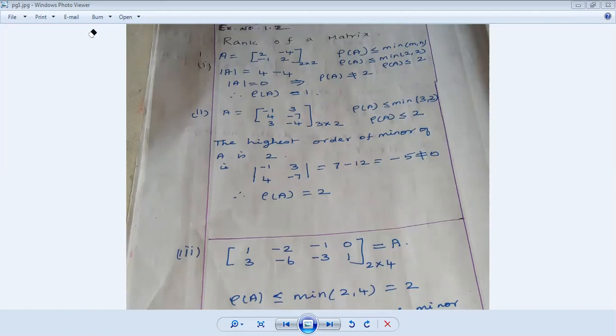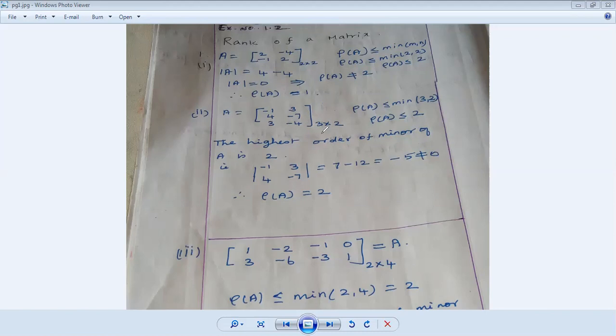Here first one, first row and second row. The value of the determinant is 7 minus 12, that is minus 5, not equal to 0. If you take the first row and third row, that is minus 1, 3, 3, minus 4: minus 1 into minus 4 is plus 4, minus 9. There also you have minus 5, therefore not equal to 0. When you take the second row and third row, 4 fours are 16, minus of minus 21, that becomes plus 21. There you have 5. 5 is not equal to 0.